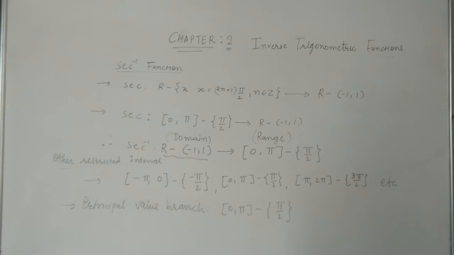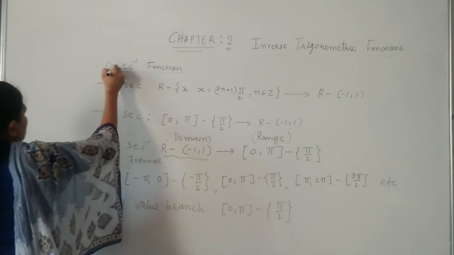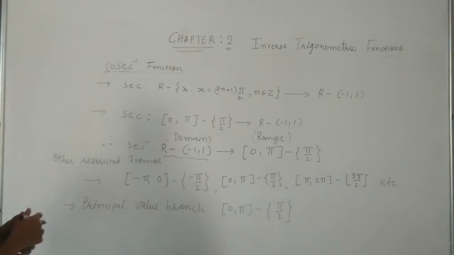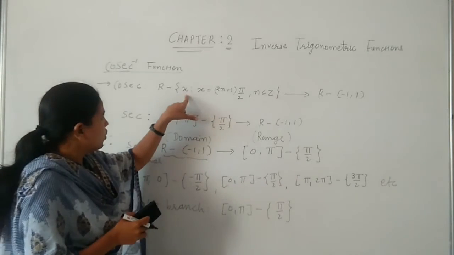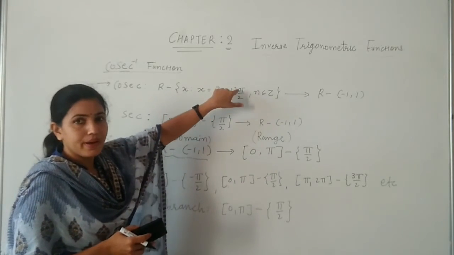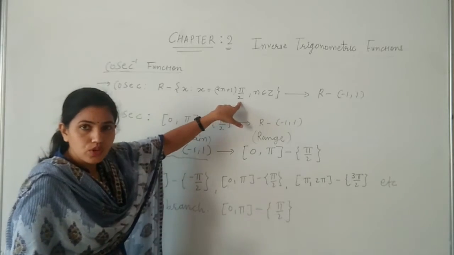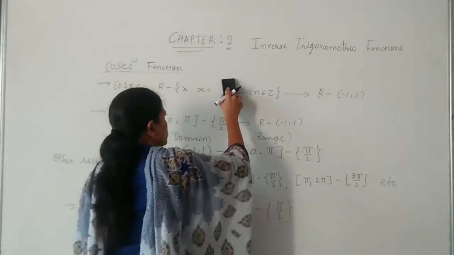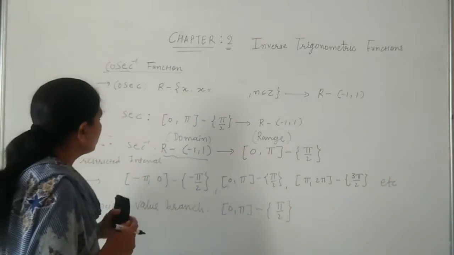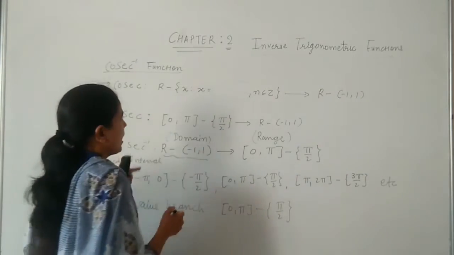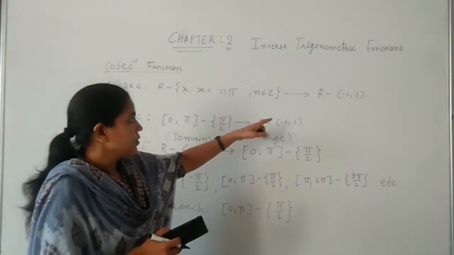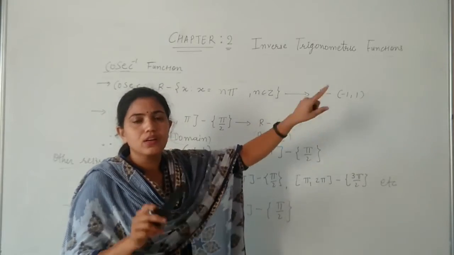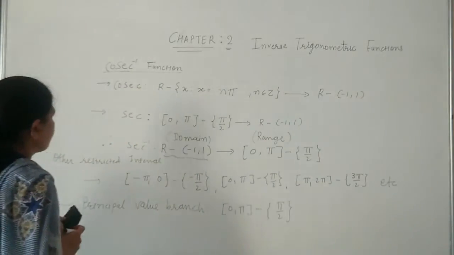Now after sec inverse, we will take another function, that is the cosec inverse function. So now let us see what is the cosec inverse function. Now cosec function is defined in a similar way, but here all those x where x is equal to (2n+1) pi by 2 are the zeros of cos function. Here we have to write down the zeros of sine function. Now we know that zeros of sine function are n pi. So x is equal to n pi, where n belongs to Z, and the value is R minus open interval (-1, 1).